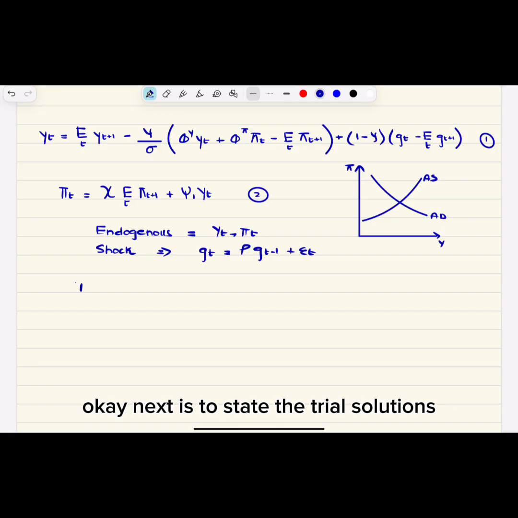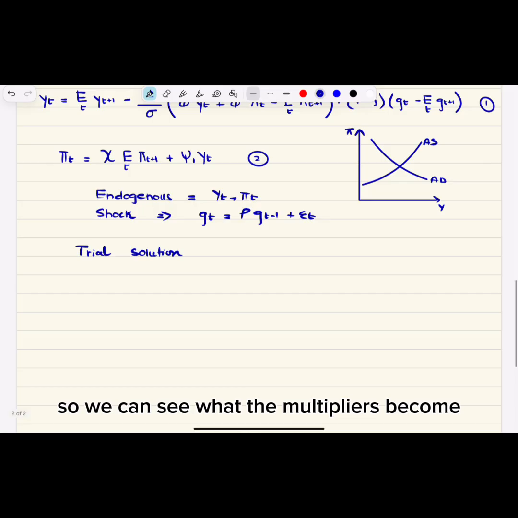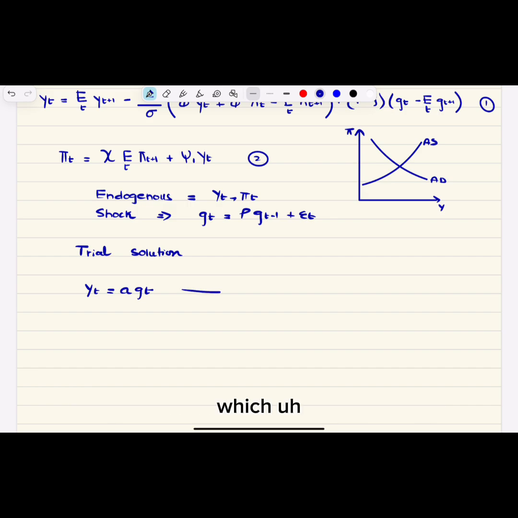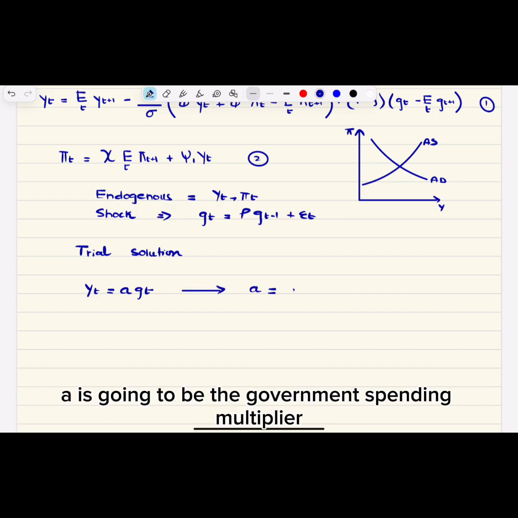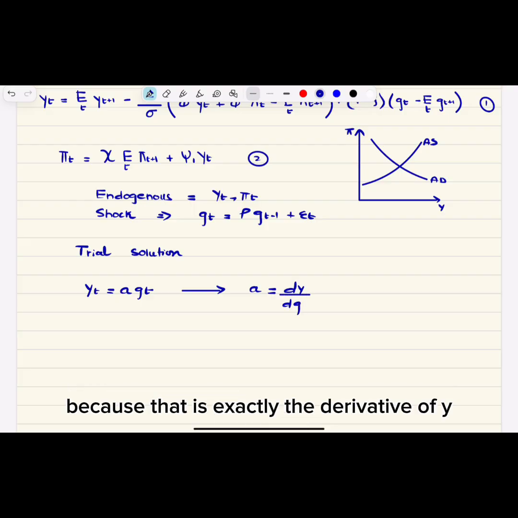Next is to state the trial solutions, so we can see what the multipliers become. We can say Y_t is equal to A G_t, in which case A is going to be the government spending multiplier, because that is exactly the derivative of Y with respect to G.